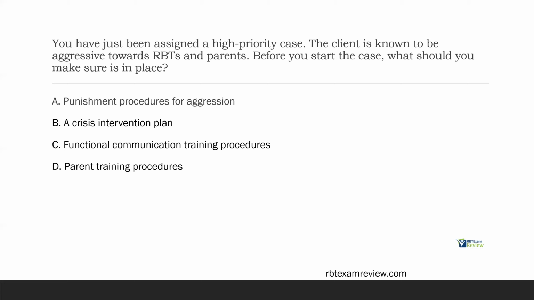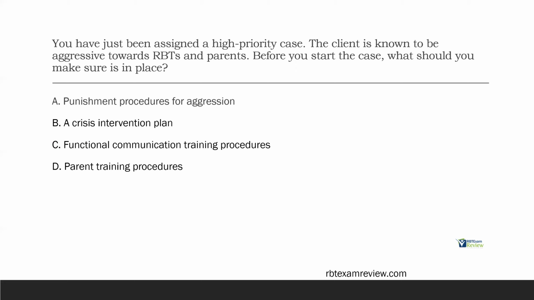training procedures? Well, we know A is not right, okay, because we never start with punishment, right? We're a brand new case, so we never start with punishment, okay, so A is out. B, a crisis intervention plan. What is a crisis and what is a crisis intervention plan? Well, a crisis is when you, the client, or someone else is in danger.